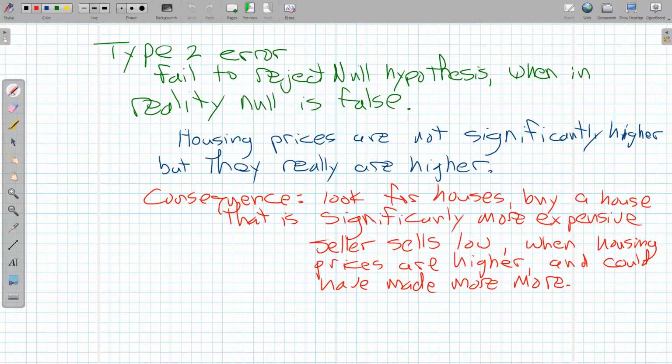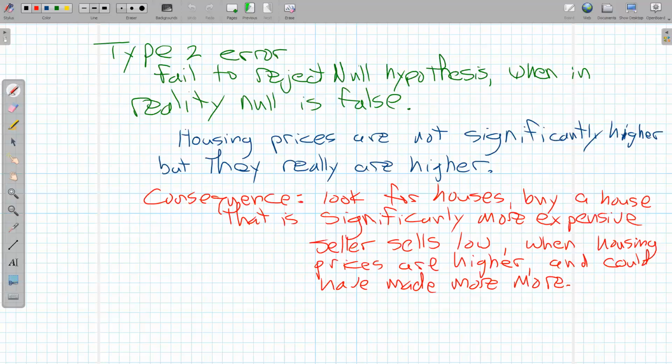You've got to kind of brainstorm to figure out what the consequences are. Yeah, they're looking for a house. They buy a significantly more expensive house when they thought the houses weren't more expensive. No, it is what it is. Seller sells low. They'll probably sell it quicker. So I think for the seller, for sure, the type 1 error seems like the worst one. For the buyer, kind of sucks either way.